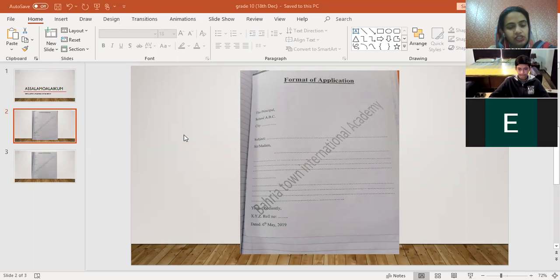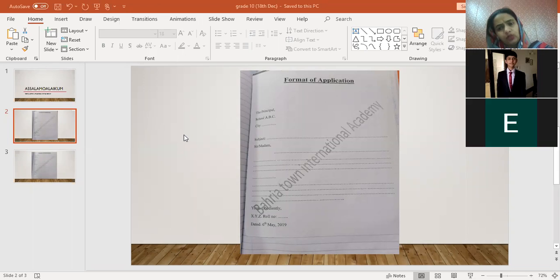Body of the application. You will start with sir or madam, or it's better to start with sir only. Sir, madam, the editor, respected editor, or respected manager, to whom you are writing. And then you will start the body of the application. What is the body of the application?